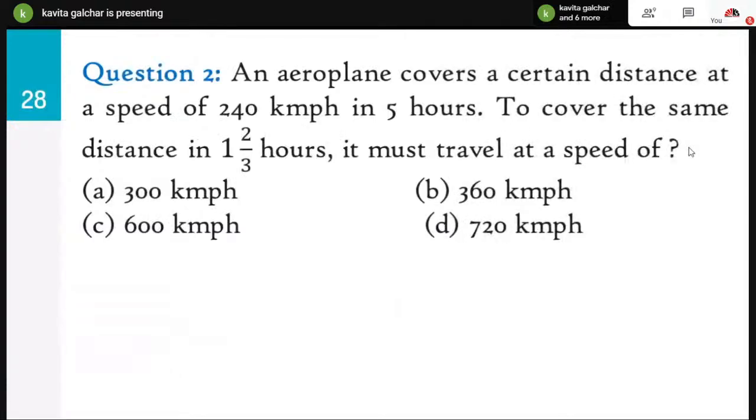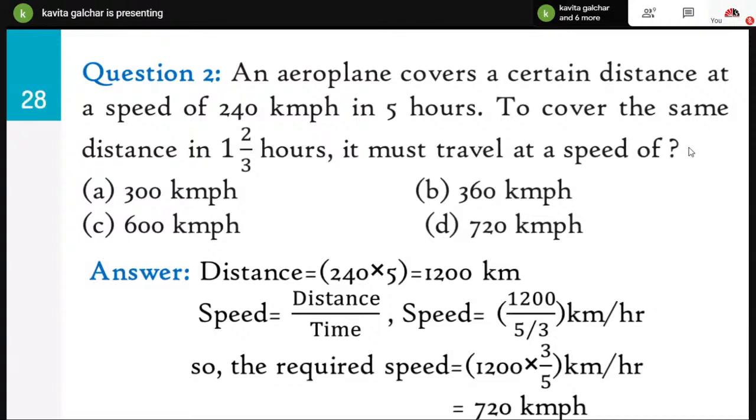The next example: an aeroplane travels a certain distance at a speed of 240 km per hour in 5 hours. Okay, what is the distance? I don't know the distance, but the speed and time are given. To cover the same distance in 2 by 3 hours, it must travel at what speed? Using speed and time, I will calculate the distance traveled by the aeroplane. That is 240 into 5 is equal to 1200 kilometers. This is the distance traveled by the aeroplane.